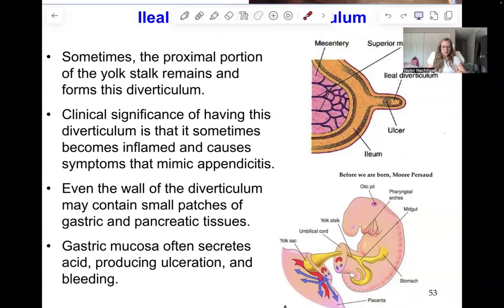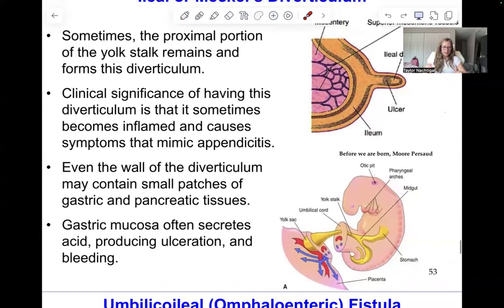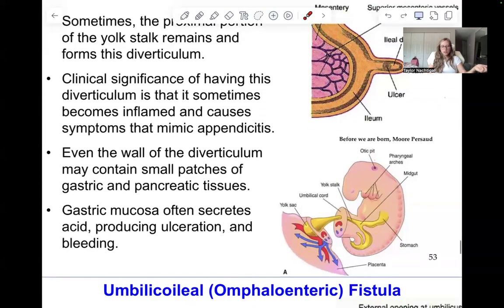The significance of this is that this diverticulum can sometimes become problematic and inflamed from something like a fecalith, leading to symptoms that are very similar to appendicitis. I think the clinical differentiating feature here is that this appears in the lower left quadrant, while appendicitis appears on the right side.